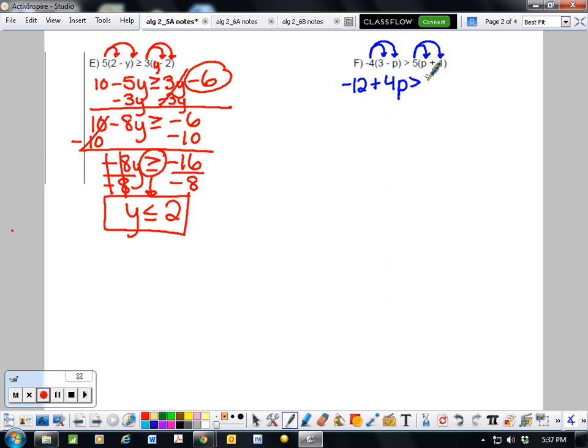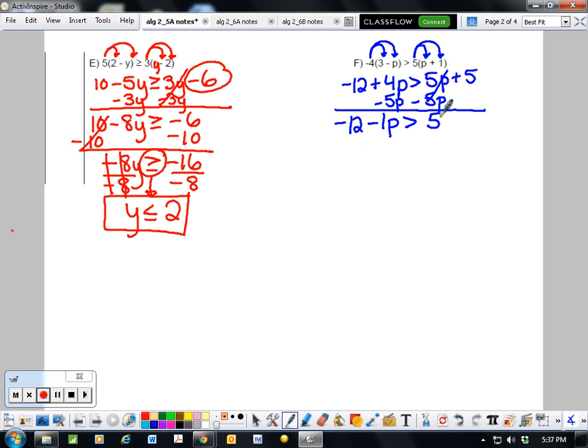So 5 times p is 5p. 5 times 1 is 5. And now I'm going to move the p's all to that left-hand side. So I minus 5p. I minus 5p. And this is going to give me negative 12. And then 4 minus 5 is negative 1p. And that is greater than 5.